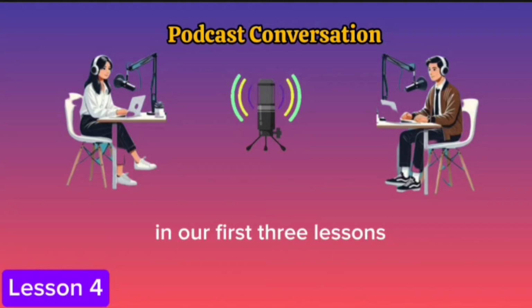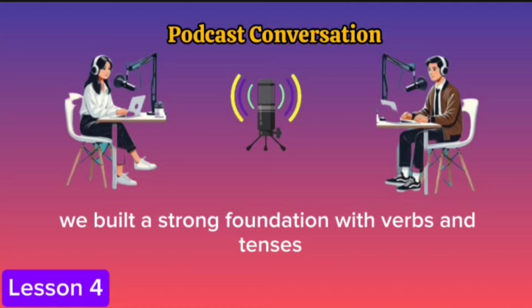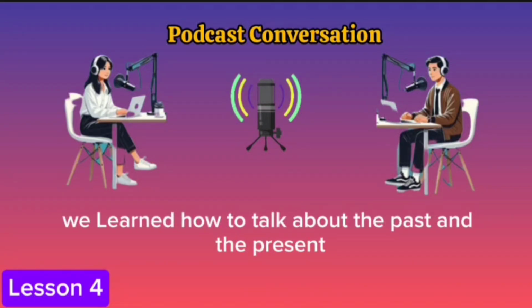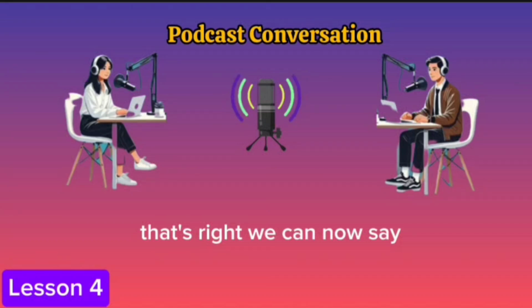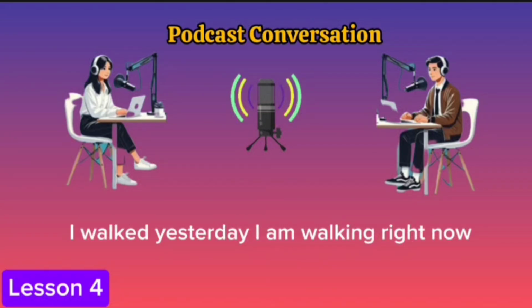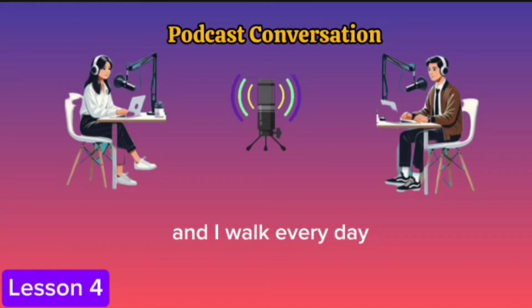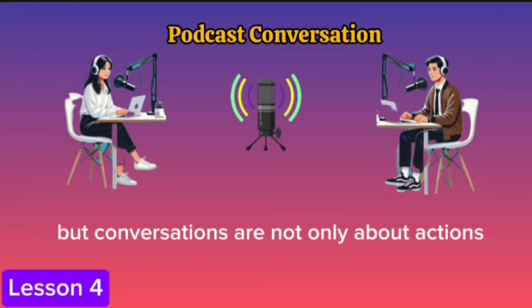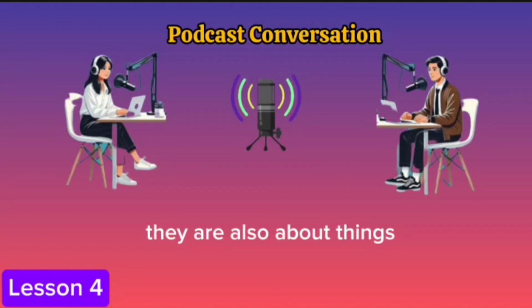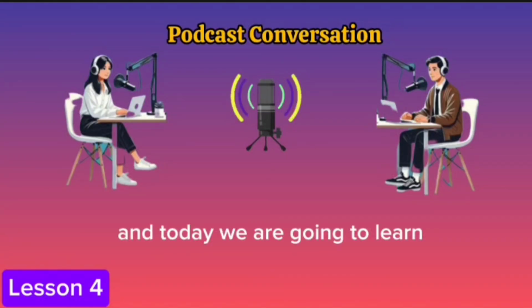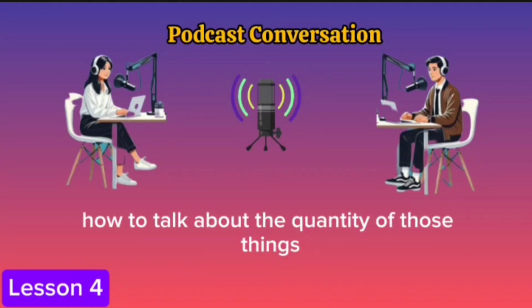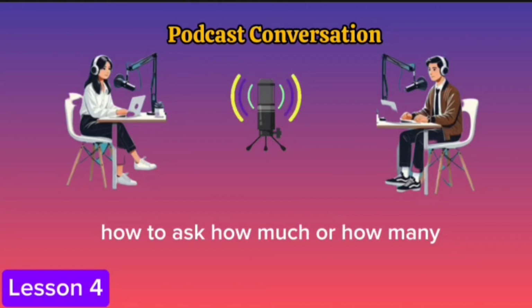In our first 3 lessons, we built a strong foundation with verbs and tenses. We learned how to talk about the past and the present. That's right. We can now say, I walked yesterday, I am walking right now, and I walk every day. But conversations are not only about actions. They are also about things, nouns. Exactly. And today we are going to learn how to talk about the quantity of those things, how to ask how much or how many.